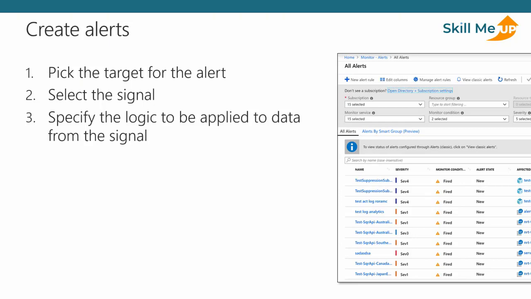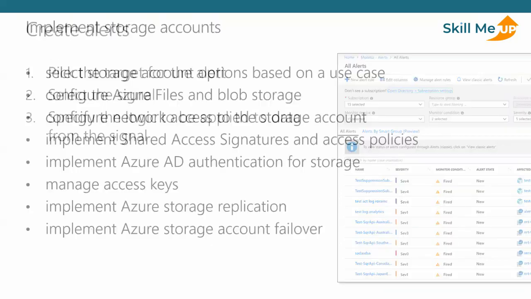So again, the big things to think about when you're talking about alerts: the target is who you're going to send the alert to. That's going to be the action group. The signal is going to be the metric, log analytics entry, or whatever other event in the environment. And then the logic is how we're dealing with that, what we're going to be doing with it, whether it be a logic app, function app, or something along those lines, or just sending it to the action group.